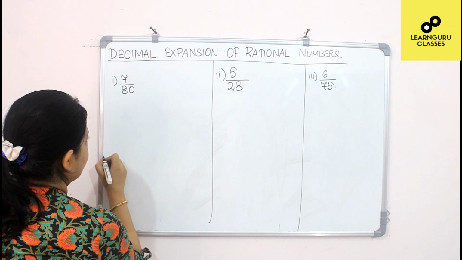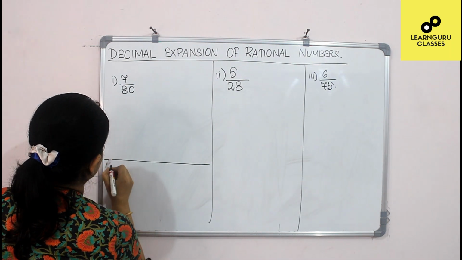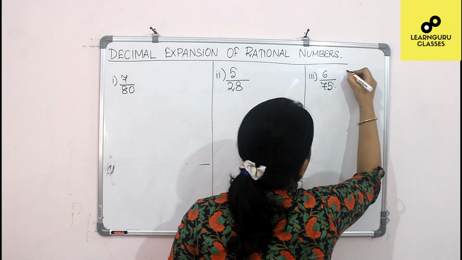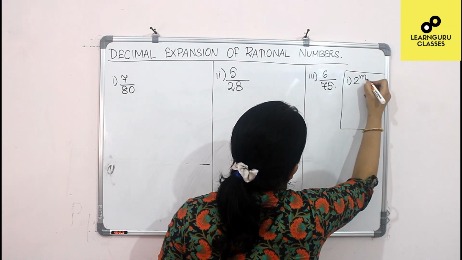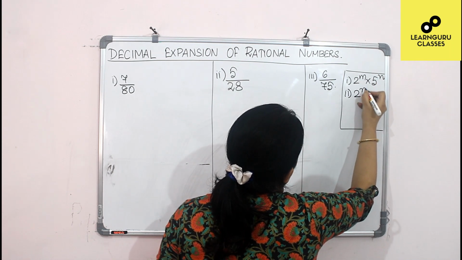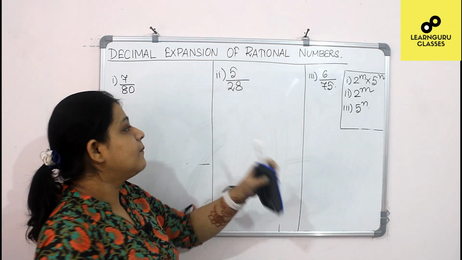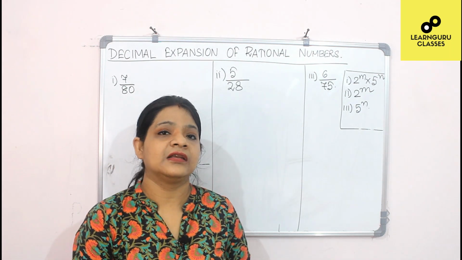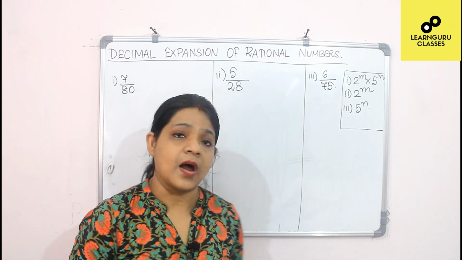What is the condition for a decimal expansion to be terminating? You already know by now. I am writing it over here in one corner so that it will be more prominent. One condition is 2 to the power of m into 5 to the power of n. Second is 2 to the power of m. Third is 5 to the power of n. If it is any one of the 3, then we can say that it is a terminating decimal expansion. So let's check one by one.